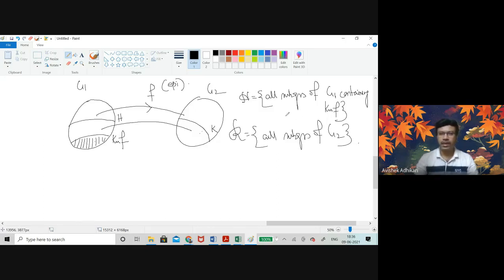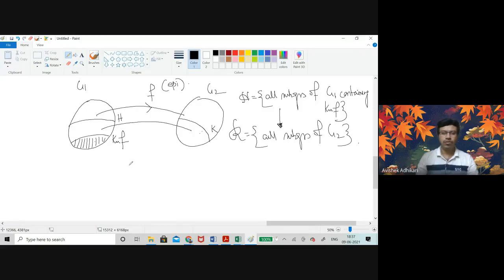Okay, it says that there must be a one-to-one correspondence. That means these two sets are bijective. For each element here, you will find a unique element here. On the other hand, if you take any element from here, you will find a unique element here. So the only thing is that for script H, all the subgroups must contain the kernel of F.